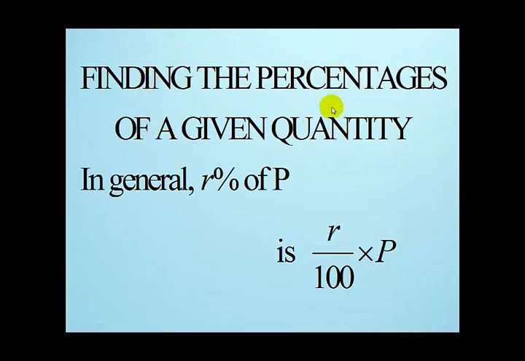Finding the percentages of a given quantity. How do we find the percentage of a given quantity? Now, in general, R percent of P is given by R divided by 100 times the quantity P. So if you are taking R percent of P, the result is R divided by 100 times the quantity P.